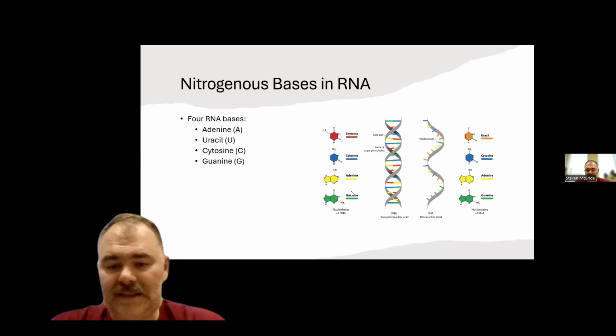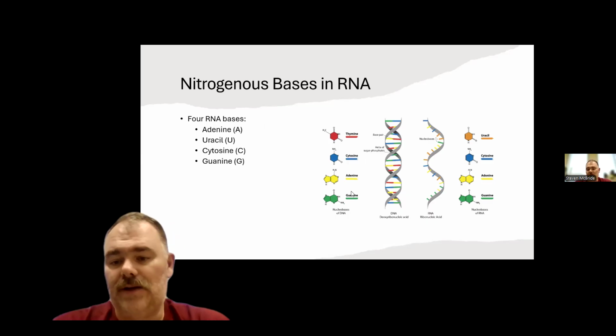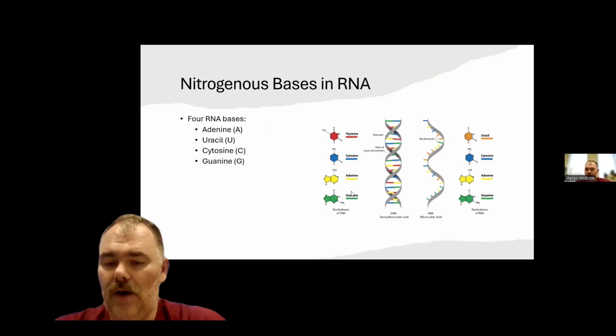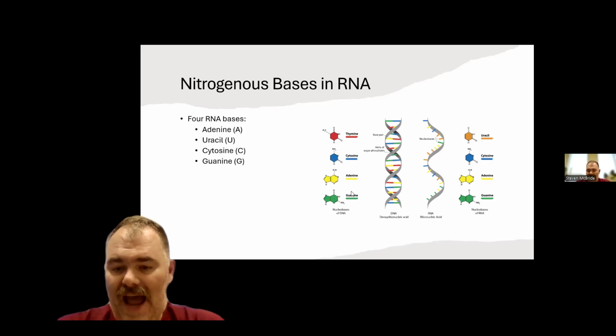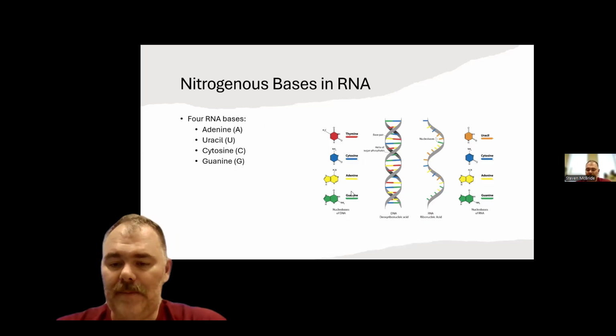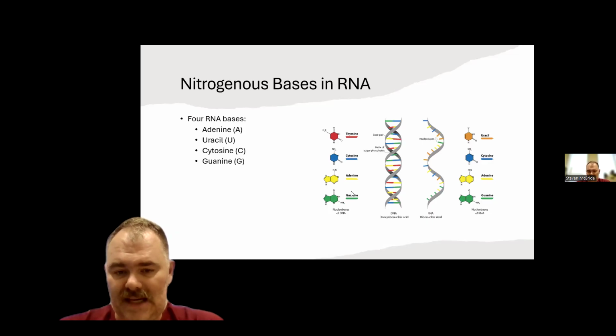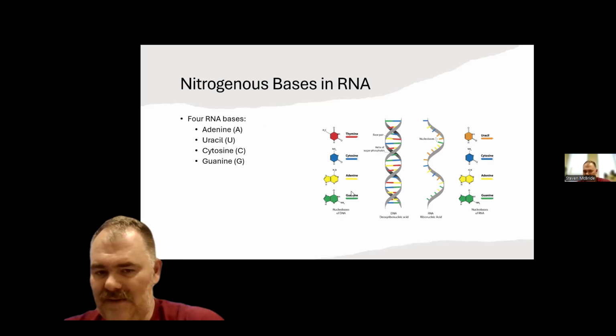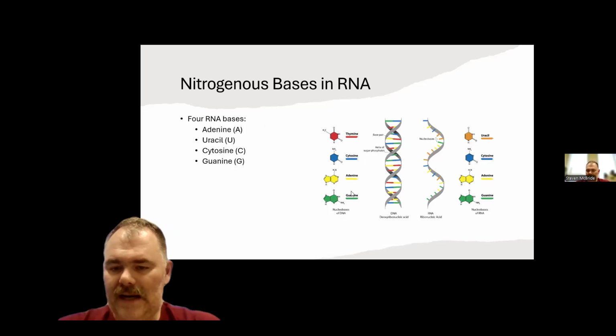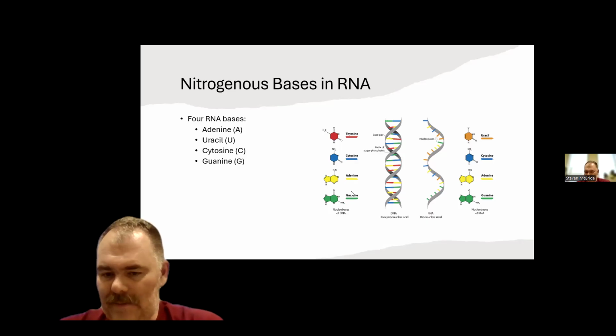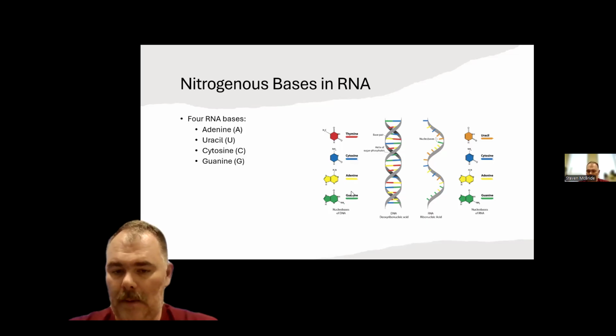RNA contains 4 nitrogenous bases: adenine, uracil, cytosine, and guanine. Now, notice that RNA uses uracil instead of thymine. During RNA synthesis, adenine pairs with uracil. The image here shows the structural differences among these bases. You can see at the top on the right hand side you have uracil, and on the top on the left hand side you have thymine. Adenine and guanine are, again, those larger double ring purines, while cytosine, uracil, and thymine are smaller single ring pyrimidines.